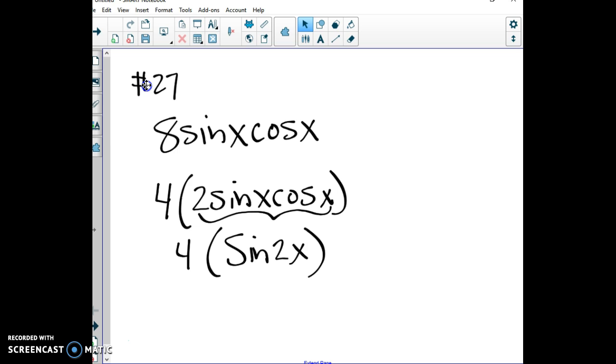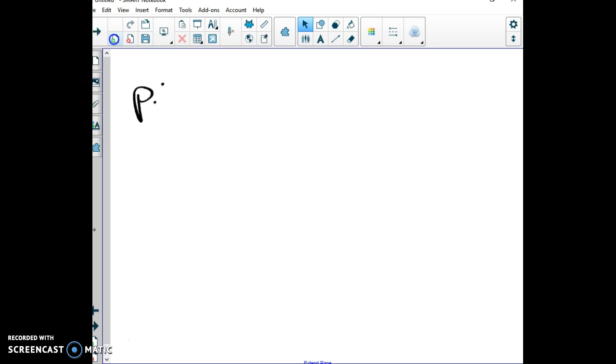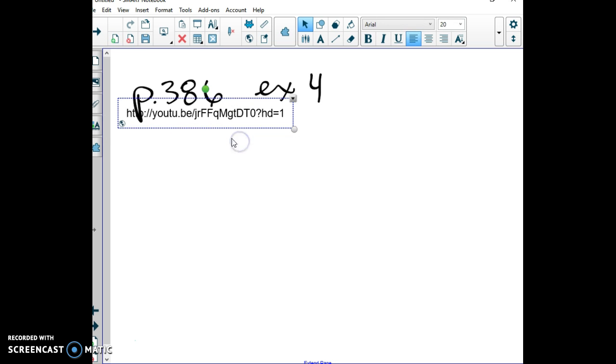We're going to move right along. We are on page 386. We're on example for reducing a power, and you guys can see the notes that you should have. Example 4, let's paste that in here.